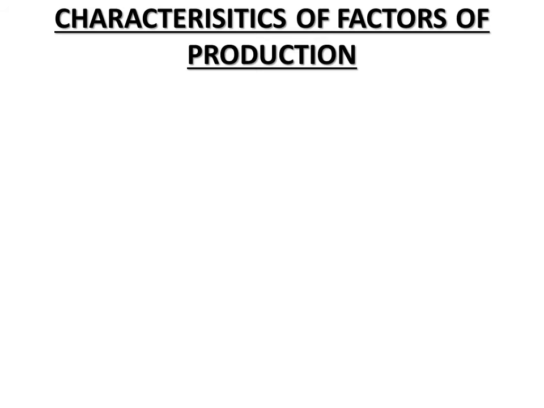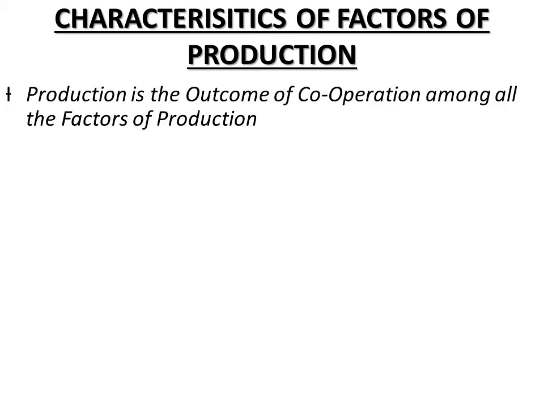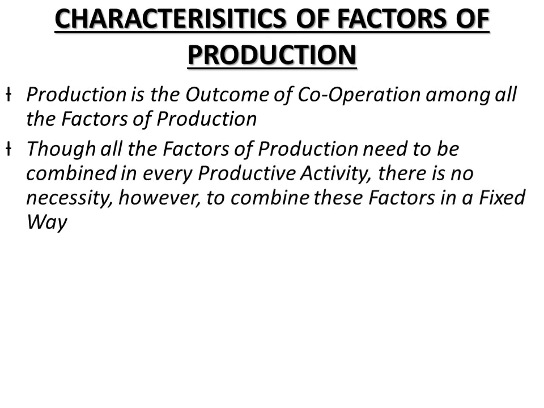Now, there are certain characteristics or features of these factors of production. The first feature is that production is the outcome of cooperation among all the factors of production. That is, for producing any commodity, it is necessary to combine all the four factors of production. Second feature is, even though all the factors need to be combined together, there is no fixed ratio or proportion in which these factors need to be combined.